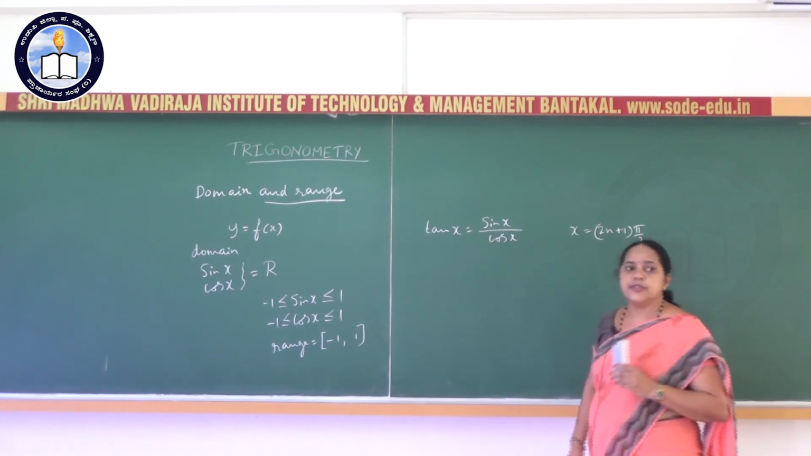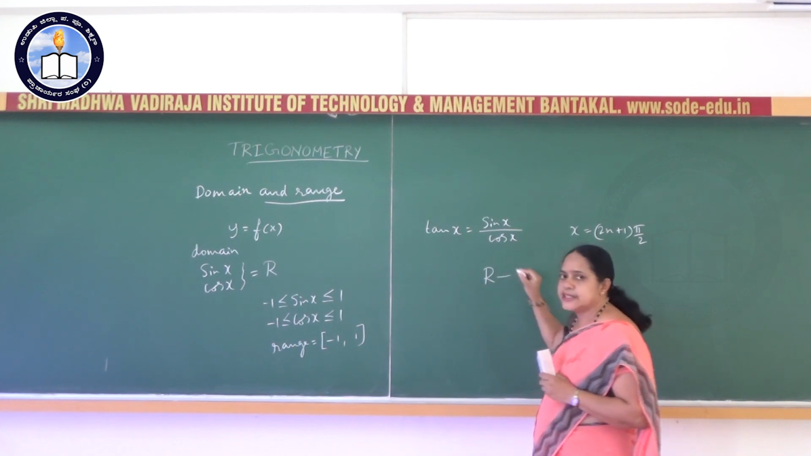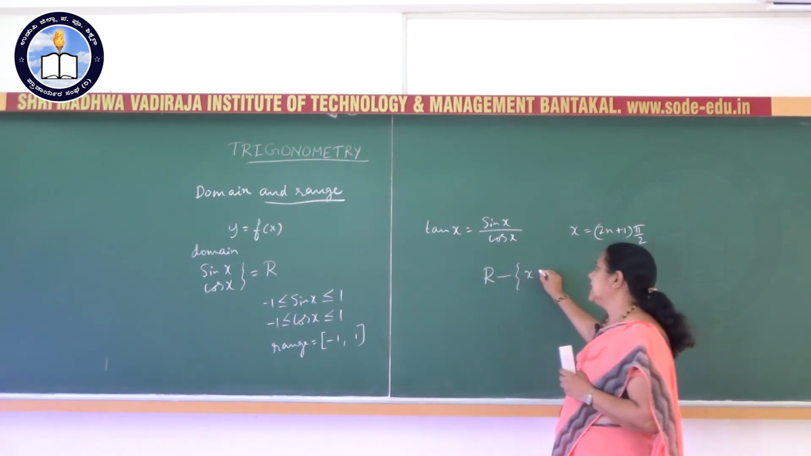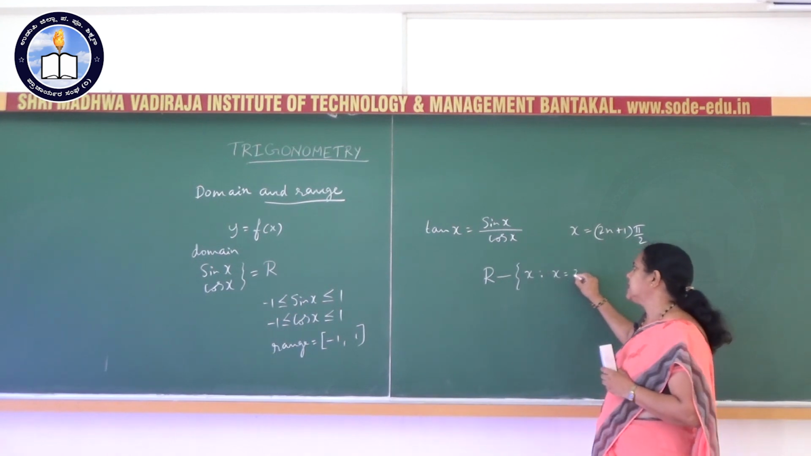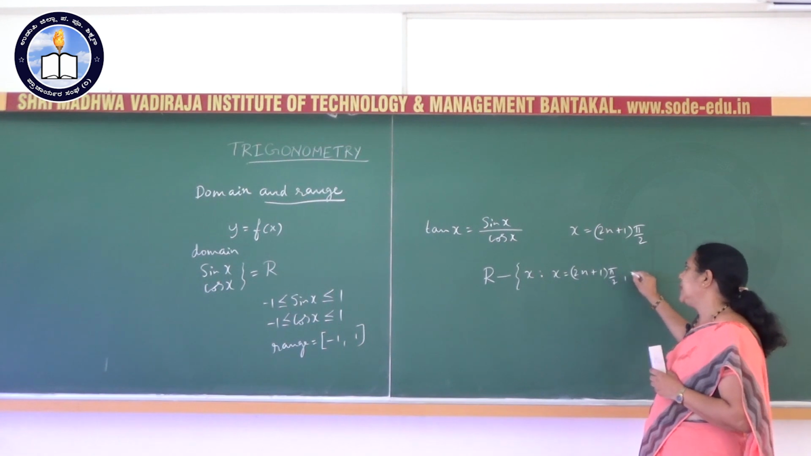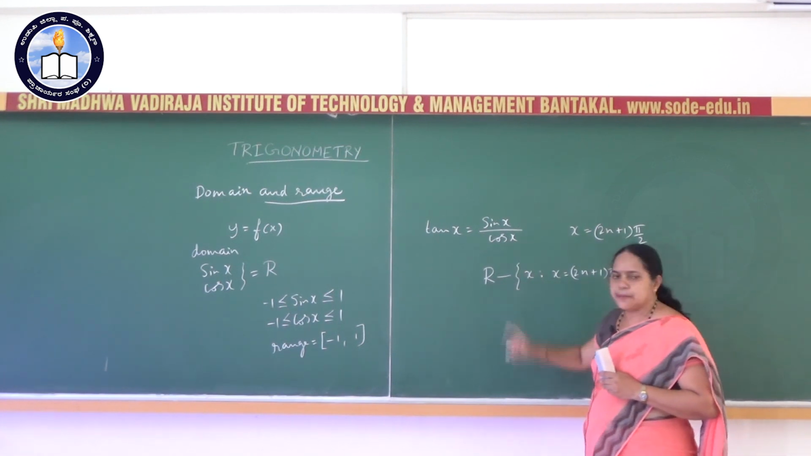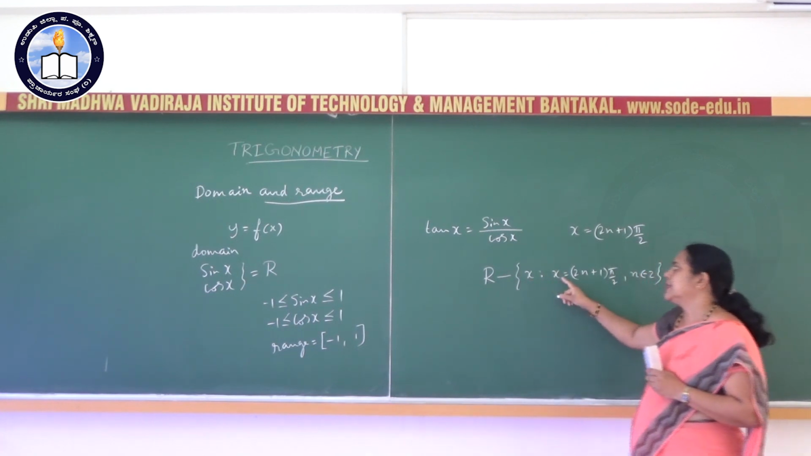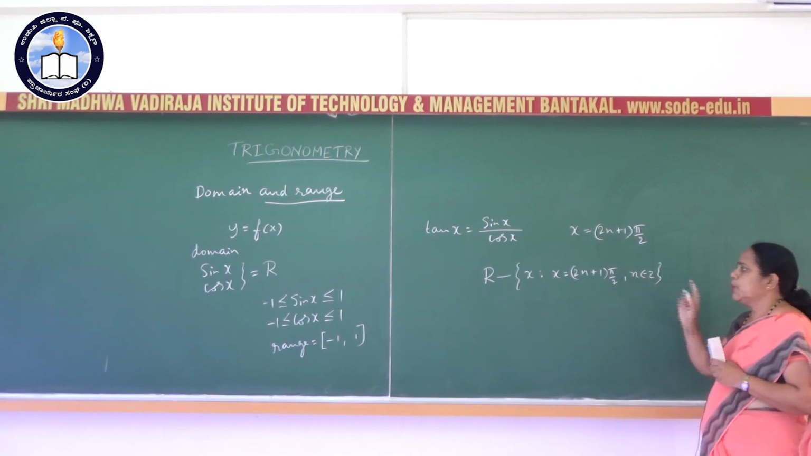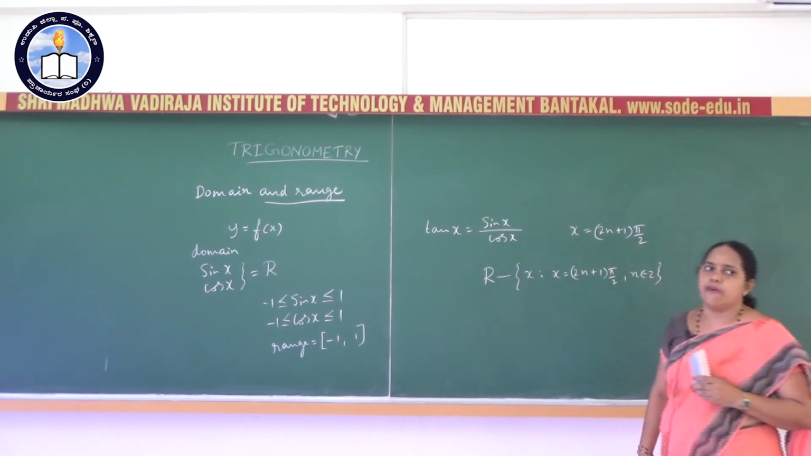So what is the domain of tan x? The domain of tan x is the set of all real numbers except the real numbers x equal to 2n plus 1 into pi by 2, where n is an integer. This is the domain of tan x.